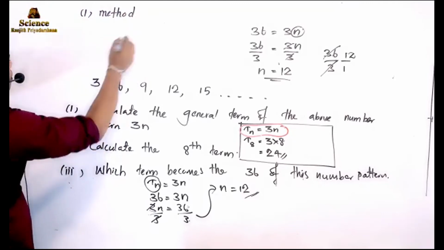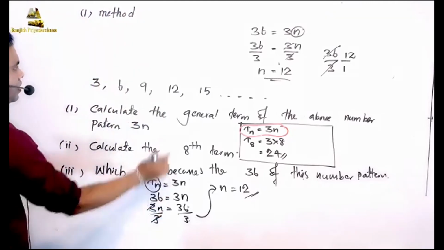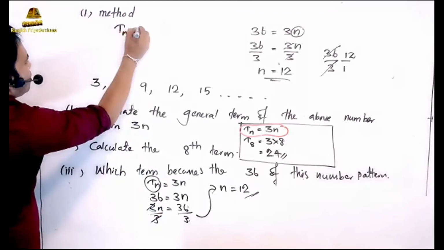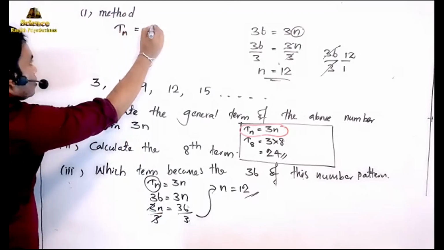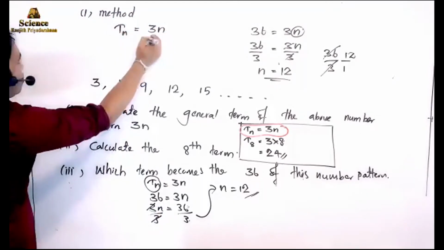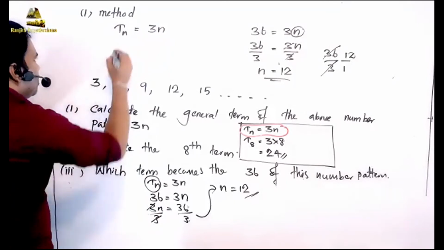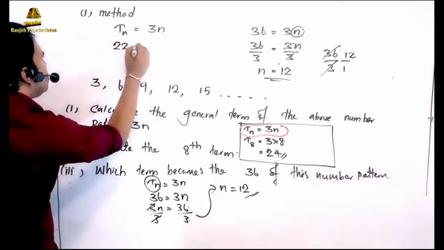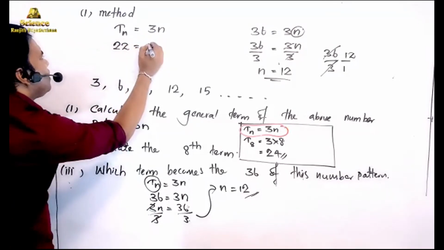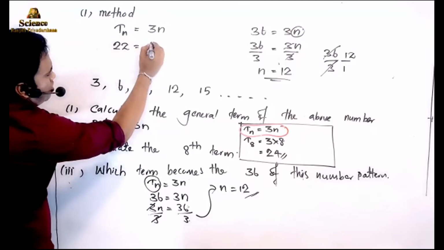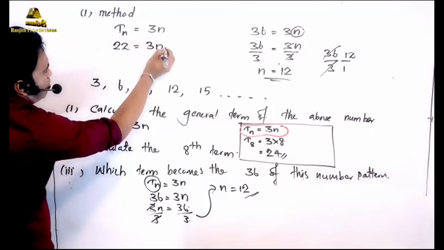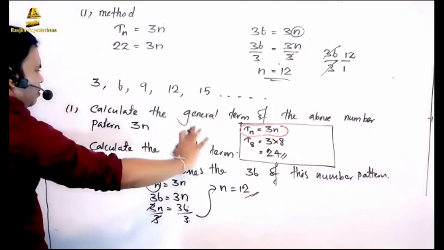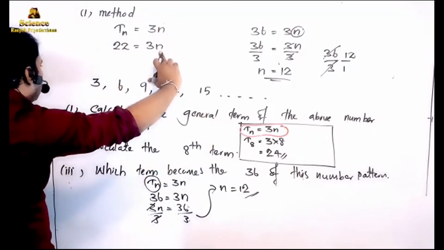First method, yes, we just write this nth term equals 3n. We are told 22 is a term of our pattern.